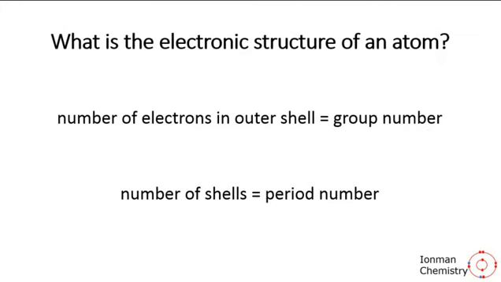So, just quickly to remind you, you know how to draw the electronic structure for an element now using the number of electrons. And remember, the number of electrons in the outer shell is equal to the group number, and the number of shells equals the period number. If you get all this and think you understand it, perhaps spend a bit of time revising scientists who developed the periodic table.